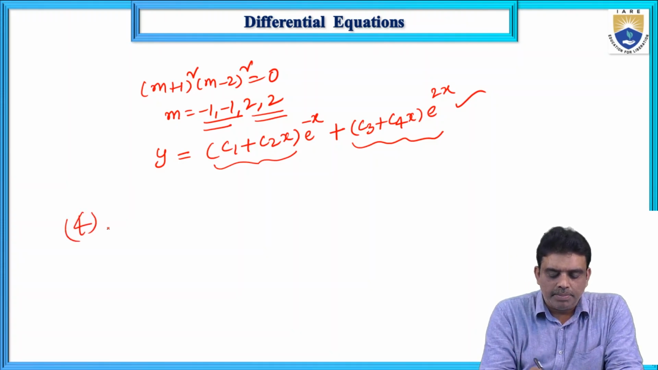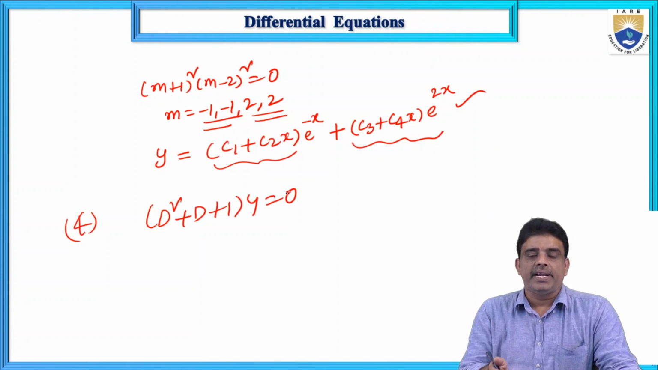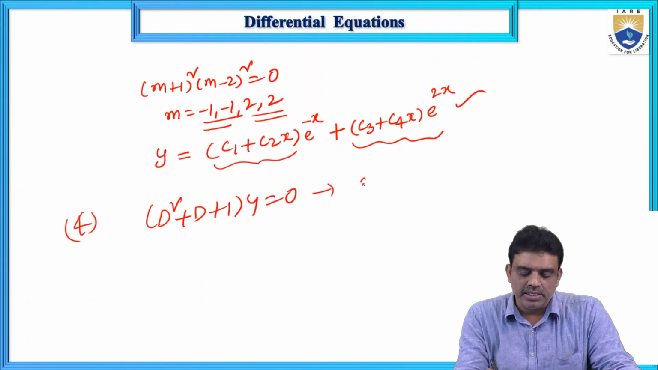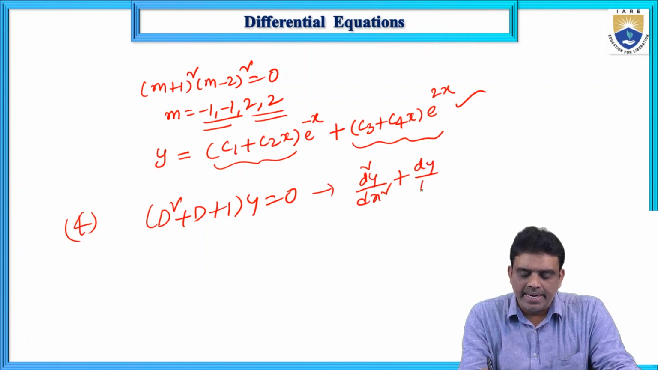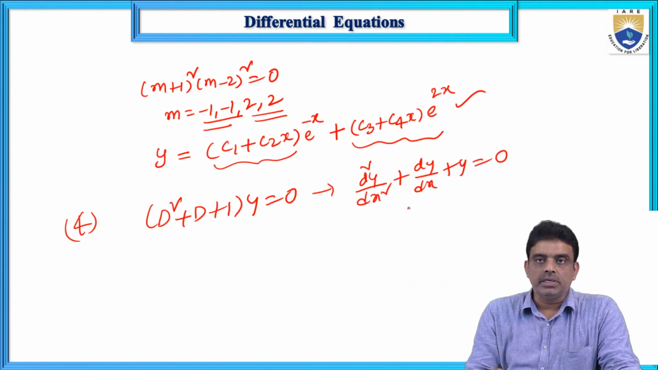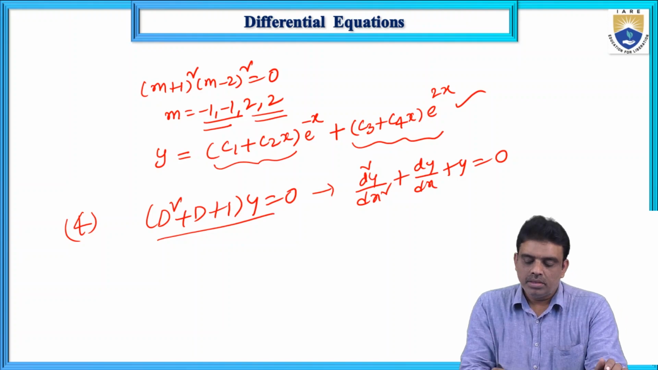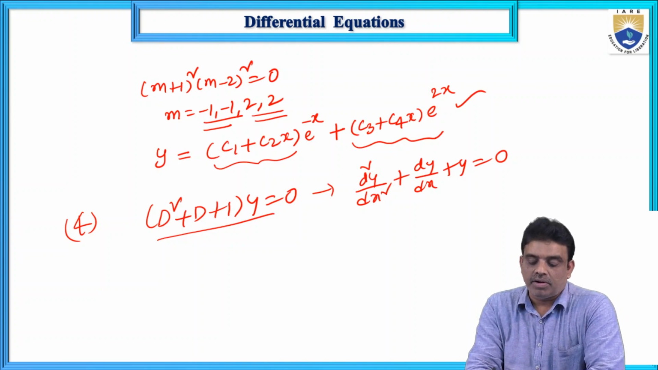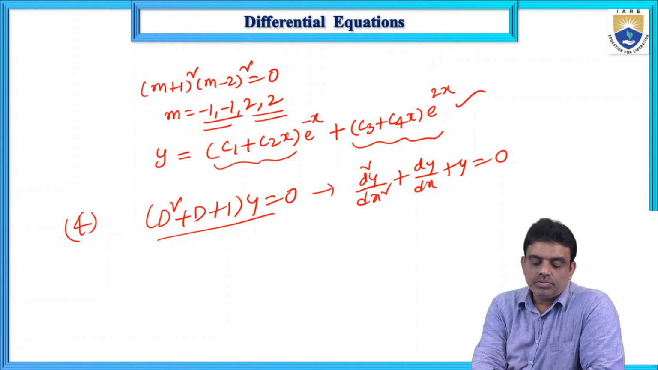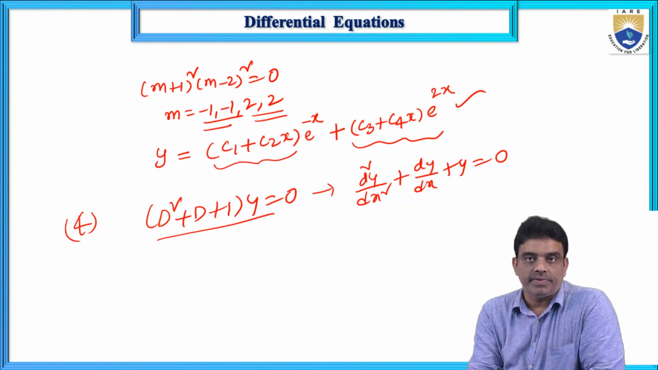I worked out an example. D square plus D plus 1 of y is equal to 0. Clearly this is in operator form. The original equation is d square y by dx square plus dy by dx plus y is equal to 0. This is the equation. The given equation is already in operator form, we just need to find the roots of the auxiliary equation.